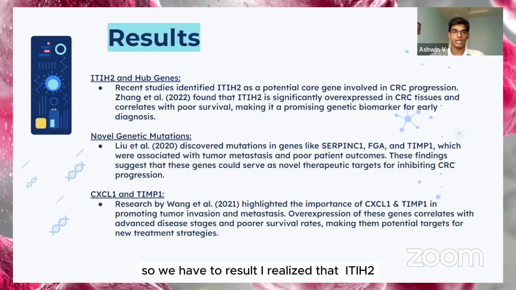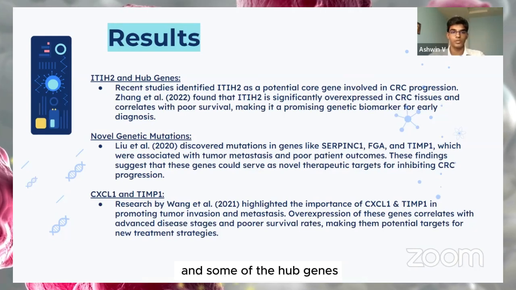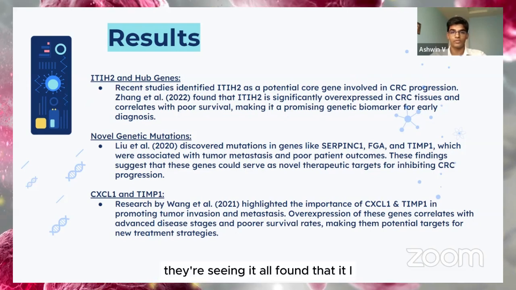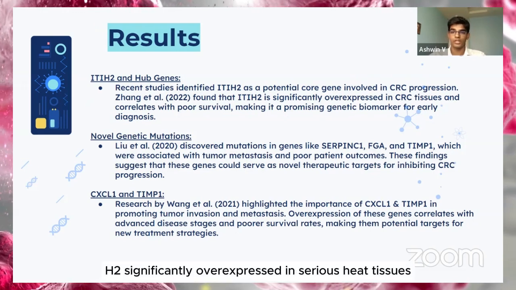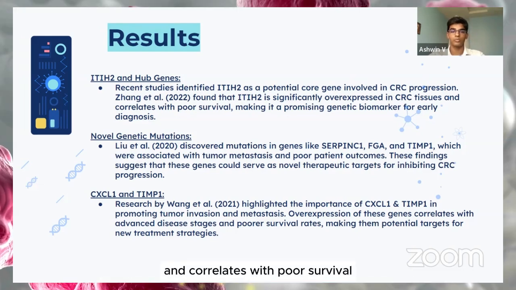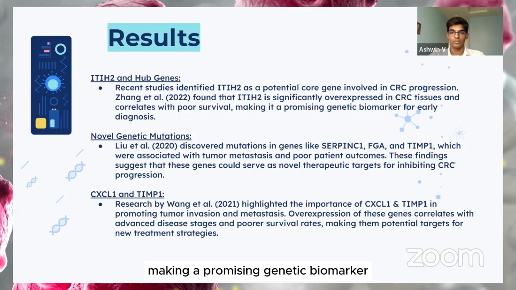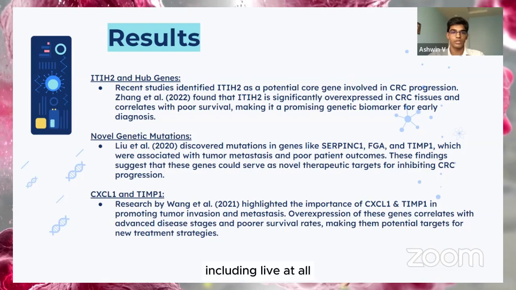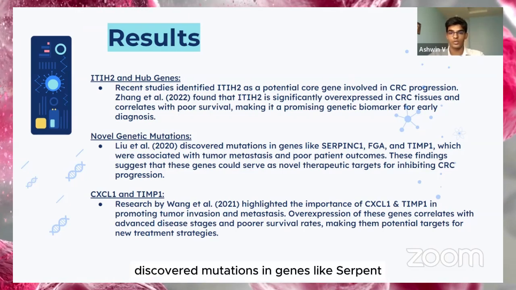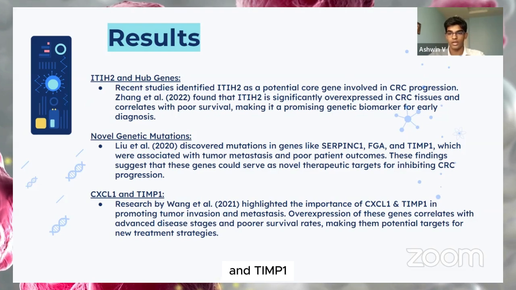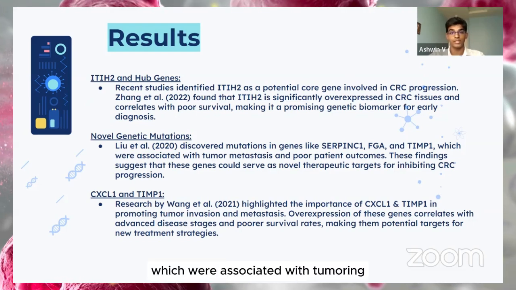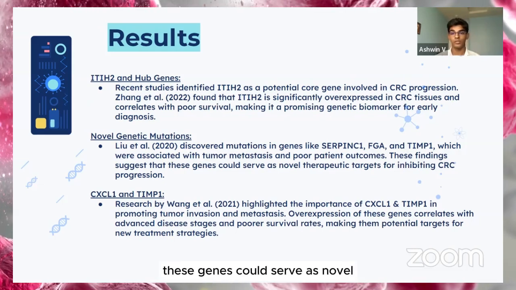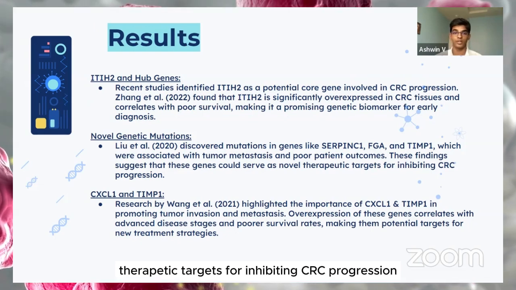So moving on to results, I realized that ITIH2 and some of the hub genes were involved in CRC progression. Zhang et al. found that ITIH2 is significantly overexpressed in CRC tissues and correlates with poor survival, making it a promising genetic biomarker for early diagnosis. Novel genetic mutations: Liu et al. discovered mutations in genes like SERPINC1, FGA, and TIMP1, which were associated with tumor metastasis and poor patient outcomes. These findings suggest that these genes could serve as novel therapeutic targets for inhibiting CRC progression.